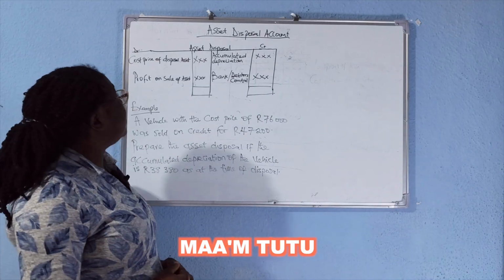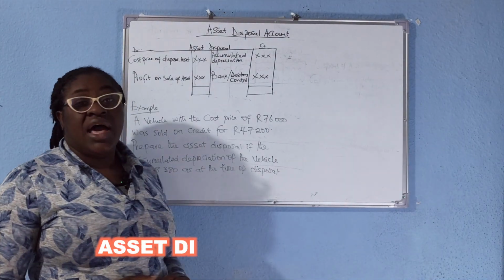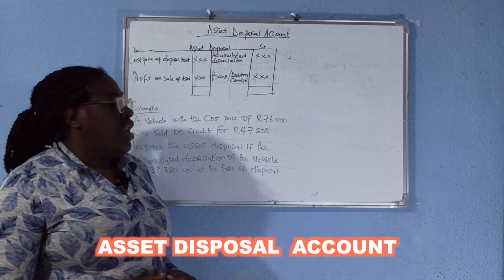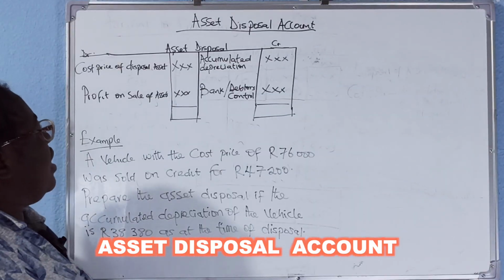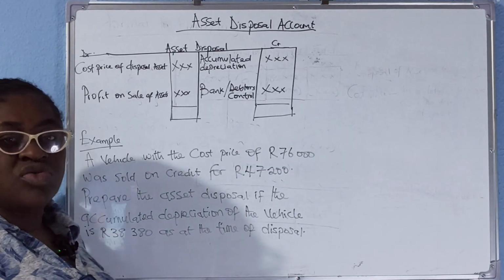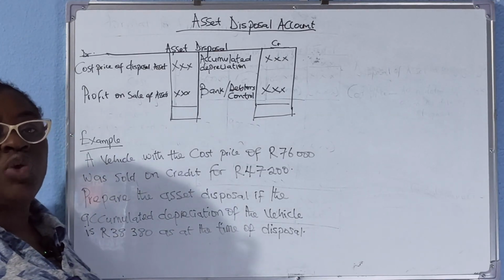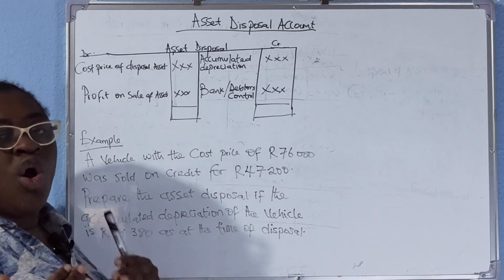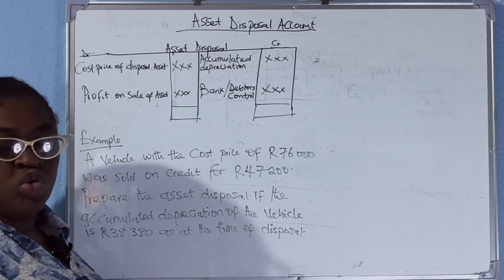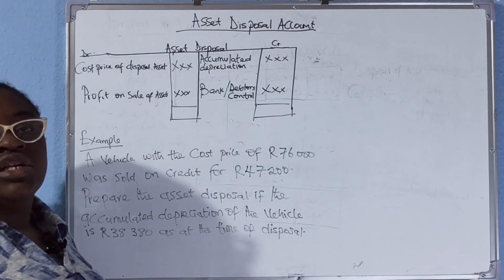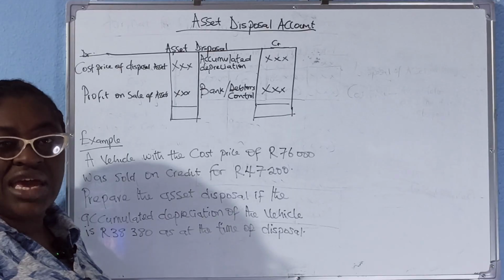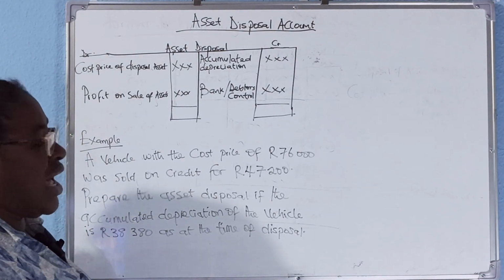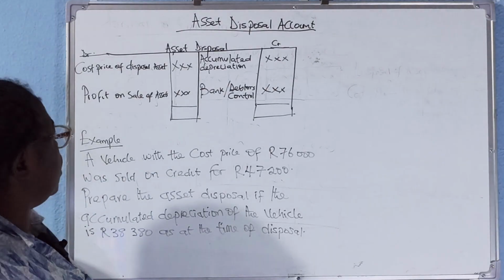Today we are looking at the asset disposal account. Let's consider the format of the asset disposal account. Remember, in the previous section, we looked at the different items on the fixed asset note, and one of the items is disposal of assets at carrying value. So let us look at the ledger account of the asset disposal.